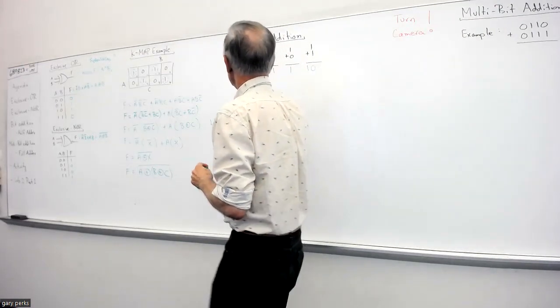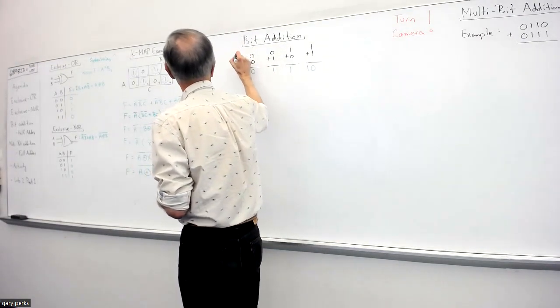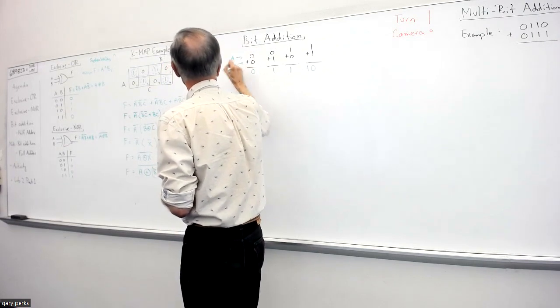Now, to put it into a truth table, we're going to define some variables. I'm going to call this top row A, bottom row B.